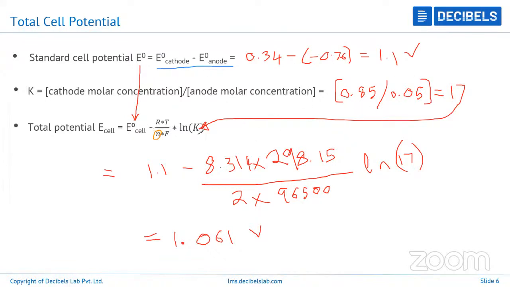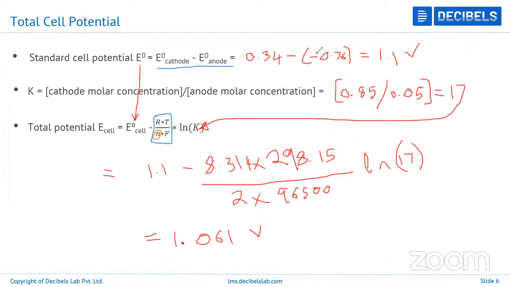For that purpose, we'll also take the natural log, and we'll also account for the Gibbs free energy change, which is given by RT by NF. N is 2. We saw from the reaction that N is equal to 2, so 2 electrons are participating in the reaction. If you substitute all the values, we get 1.061 volts. Please keep this value with you because we'll be needing it in the upcoming calculation as well.